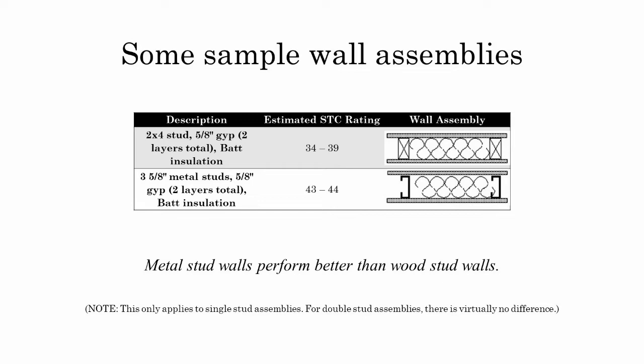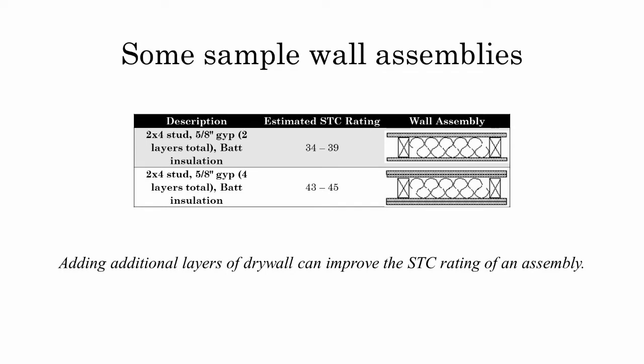Metal stud walls perform better than wood stud walls. Note that this only applies to single stud assemblies. For double stud assemblies, there is virtually no difference. And for the next sample, we have 2x4 stud with 5/8 inches gyp, and it has 2 layers in total, and also it has batt insulation.